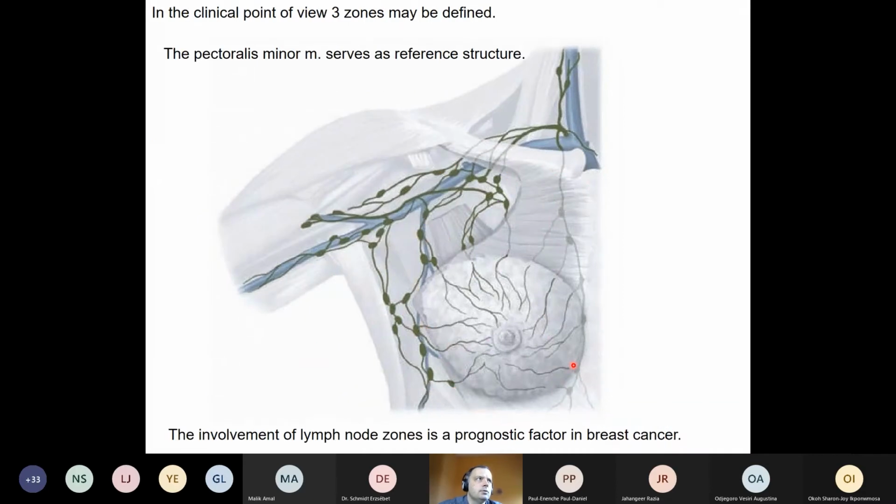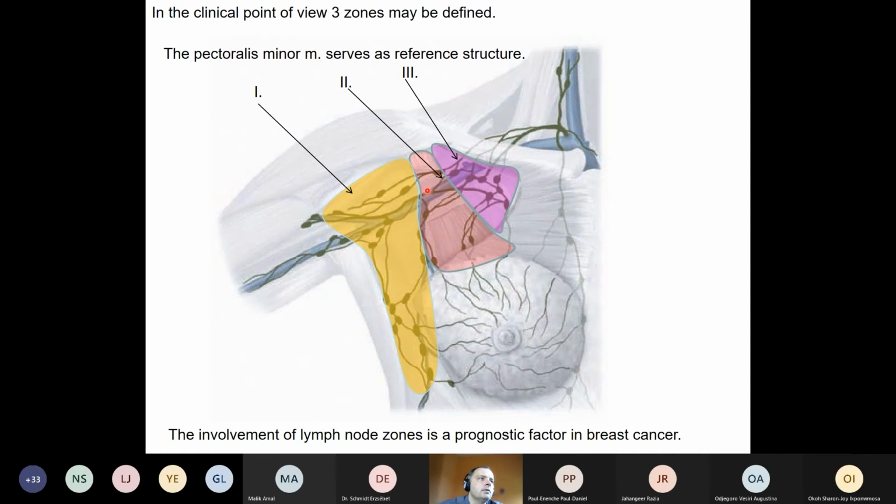Surgeons don't go into those nomenclatures, but they use 3 zones most of the time to define the prognosis of the disease if these lymph nodes get sick also. You have here the pectoralis minor muscle, and this pectoralis minor muscle serves as a reference structure. Lateral to this, clinicians define zone 1. Between the muscles, at the level of the pectoralis minor muscle, is the second zone defined, and above, medially to the pectoralis minor, one defines the third lymph node group.